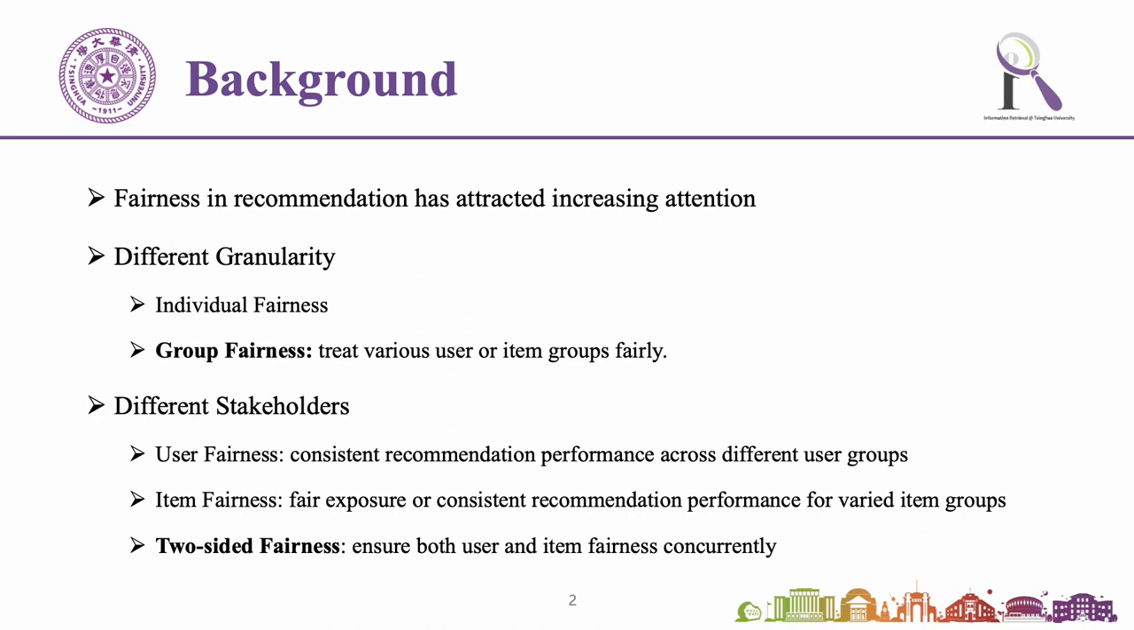Group fairness in recommendation can be divided into three types based on the involved stakeholders: user fairness, item fairness, and two-sided fairness, which aims to ensure both user and item fairness simultaneously.